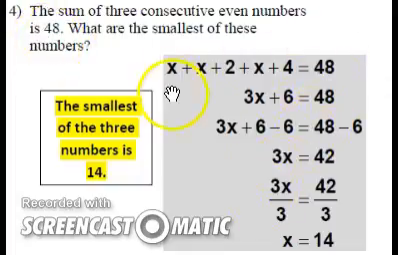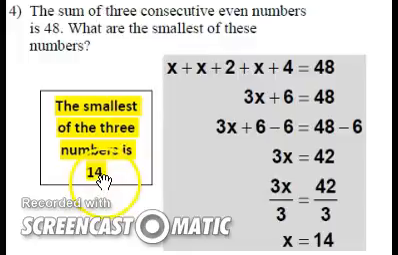That's our equals 48. We can combine like terms. 1x, 2x, 3x's. 2 and 4 is 6. So there's our equation. 3x plus 6 equals 48. Now we just got to do the math. Take away the 6 from both sides. We get 42. 3x equals 42. Divide both sides by 3. 42 divided by 3 is 14. So the smallest of the three numbers is 14.